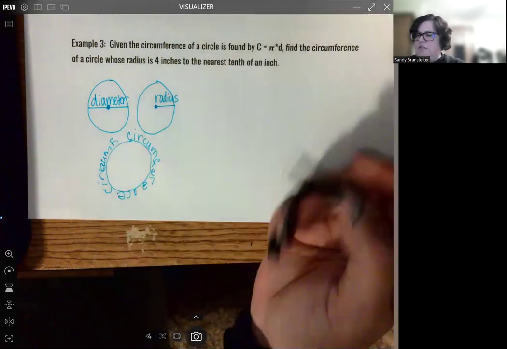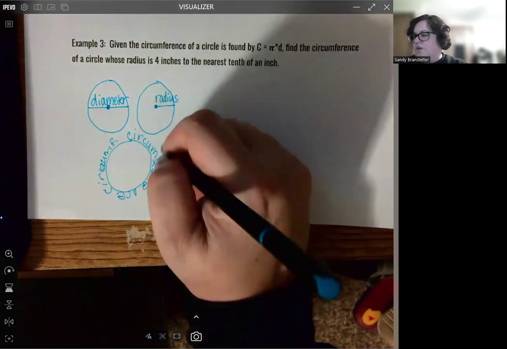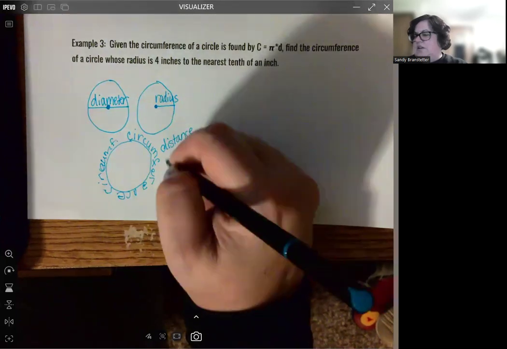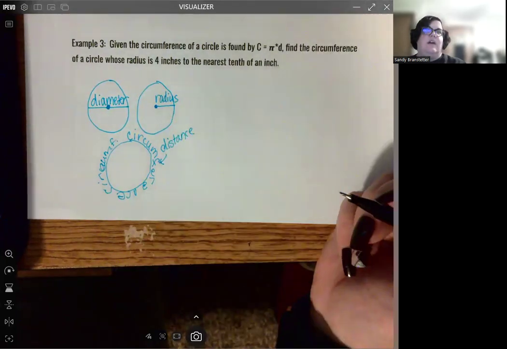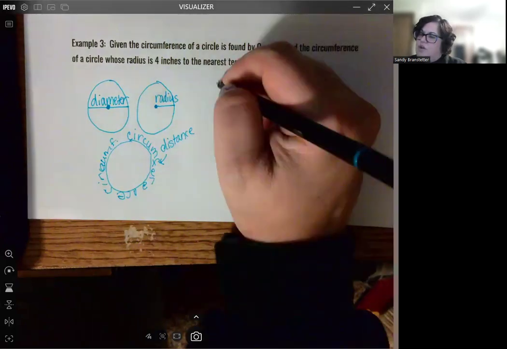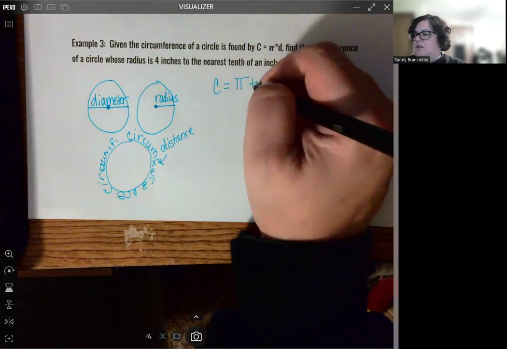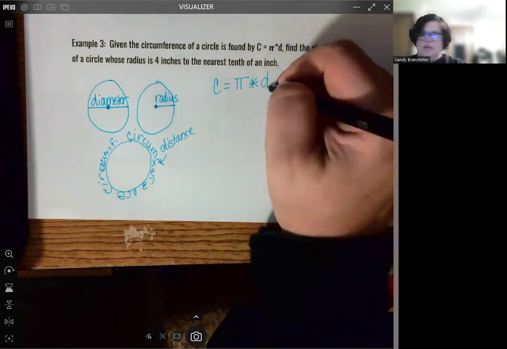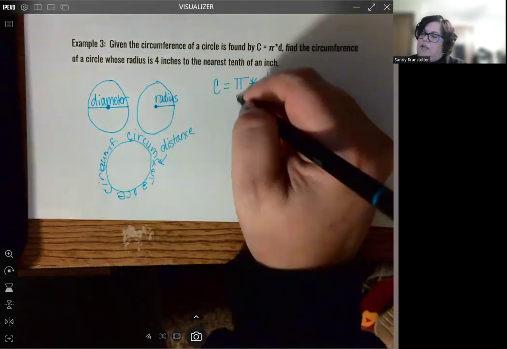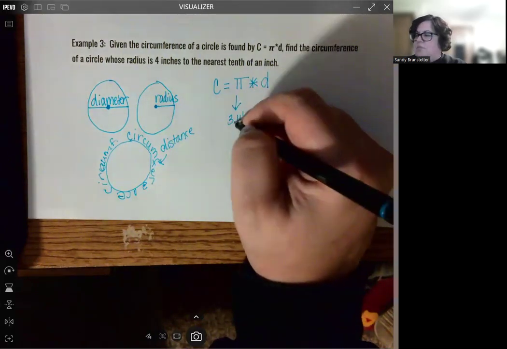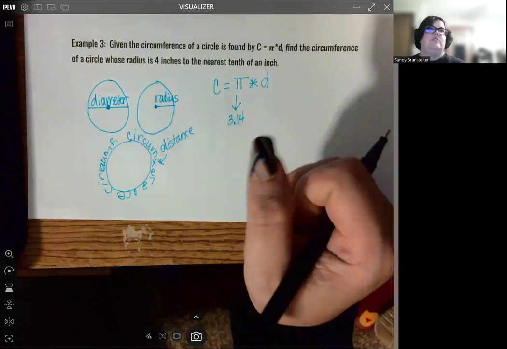As many times as I can all the way around. Circumference is a distance. It is the distance around the outside of the circle. We have a formula for circumference. It is pi times the diameter. Now, many times you've been told pi is just 3.14, but it actually has several more digits.